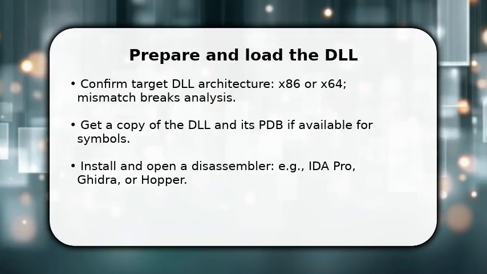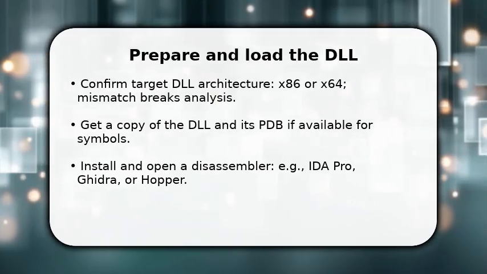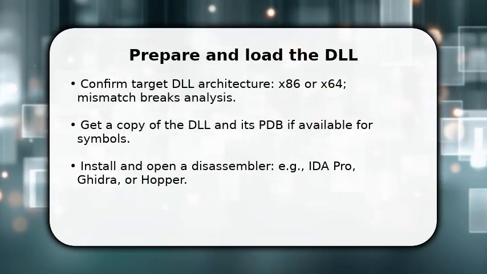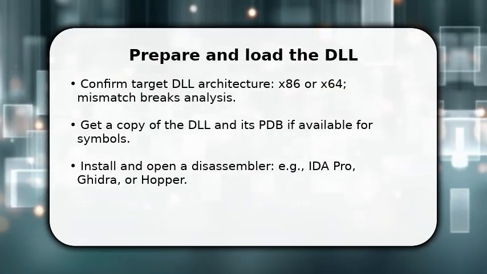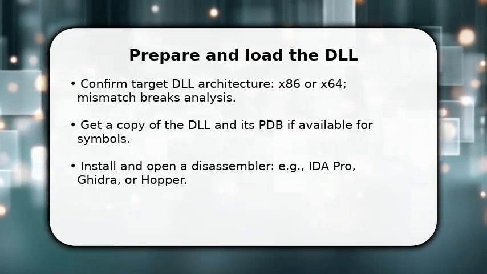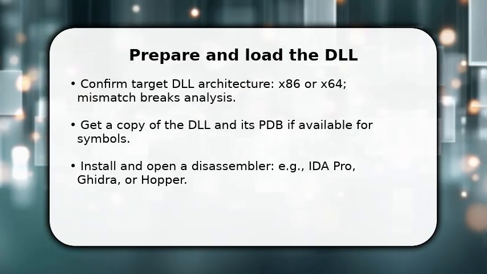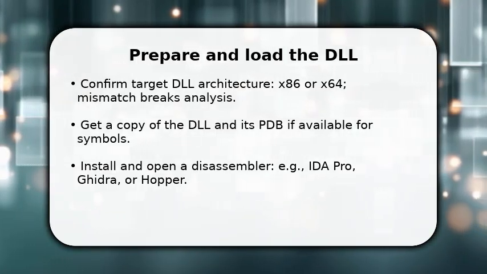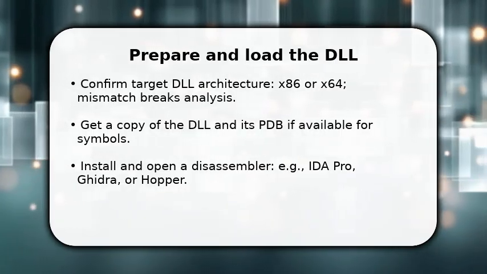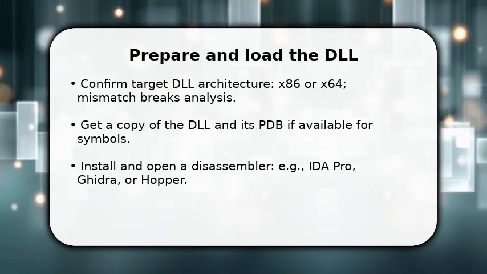You start by confirming the DLL architecture and gathering symbols. This matters because x86 versus x64 changes calling conventions and addresses. Once done, place a local copy of the DLL and any PDB next to your analysis tool and launch your disassembler. Make sure to choose the correct loader profile for the binary format. Otherwise, function boundaries and imports will be wrong.